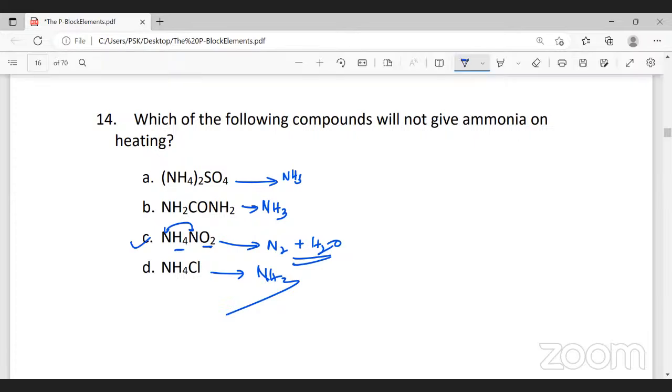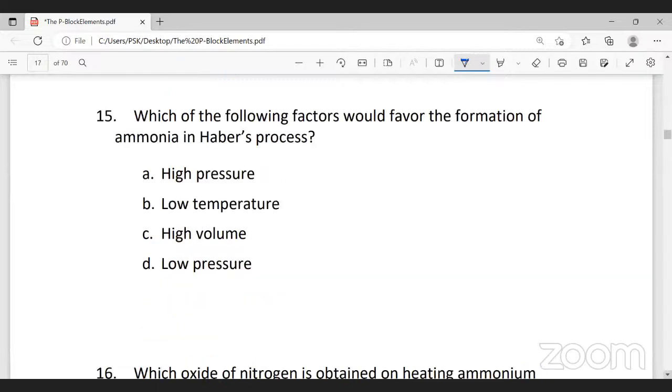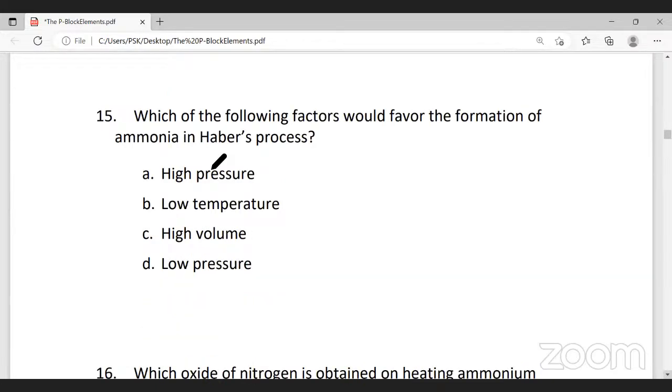15th question. Which of the following factors would favor the formation of ammonia in Haber's process? Haber's process principle, you should remember: nitrogen and hydrogen in the ratio 1:3 is heated in a preheated catalytic chamber.